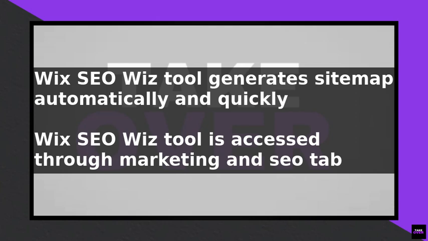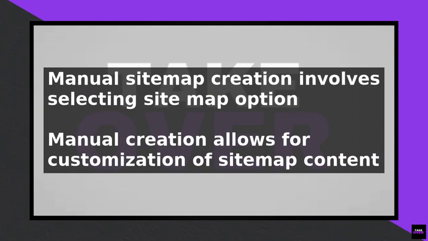Method 2 is to manually create a sitemap. To do this, log into your Wix account and go to the Wix dashboard. Click on the Site Manager and then select the Sitemap option. You will then see a list of all the pages on your website. You can then use this list to manually create a sitemap.